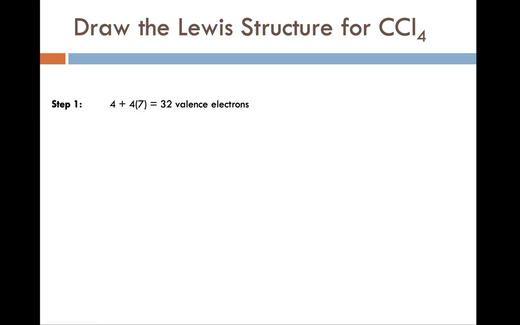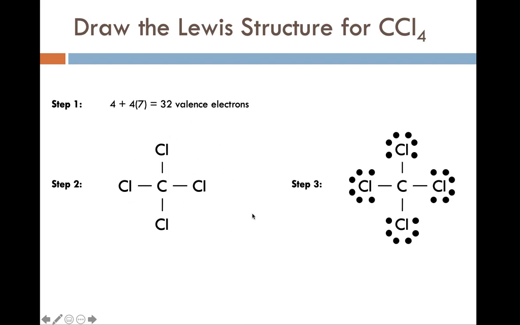For our skeletal structure, carbon's the first element listed, so carbon's the central atom. So our skeletal structure will look something like this. All of our chlorines single bound to the carbon. Step 3 is filling all the outer octets. So we didn't really have to do this in the last example because hydrogen didn't need a full octet, but these chlorines do. And so here we see 3 lone pairs on each of them that we've now added. And then our next step is checking to see what we have left. How many electrons are left? Do we have to add anything?